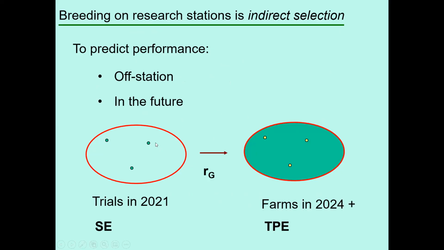Really, the one place in the TPE farmers are not going to grow your varieties is on your research station, right? So research station trials are really for prediction, and therefore it's really important to understand the genetic correlation between performance in the selection environment over here on the left and performance in the target population of environments. We can't currently, at least, do a very large amount of on-farm testing. So we do have to use research stations as a proxy for performance on farms.